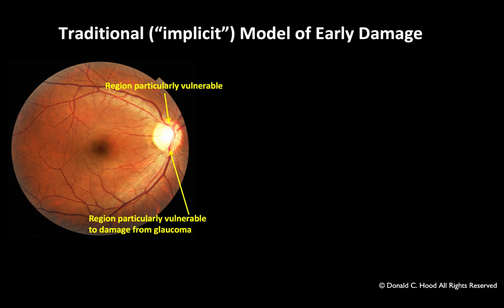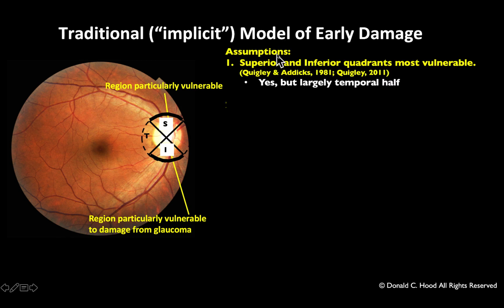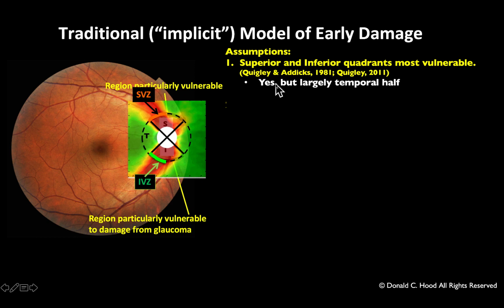To put this in perspective, I want to compare our view of what's happening to the traditional model of early glaucomatous damage. Traditionally, you've got the superior region that's vulnerable and the inferior region that's vulnerable, and the temporal region is less vulnerable. I'm going to claim that the first assumption of the traditional model is that superior and inferior quadrants are the most vulnerable. Well, we largely agree with that. The answer is yes, but it's largely the temporal half.